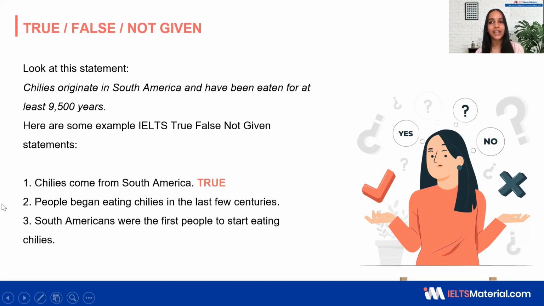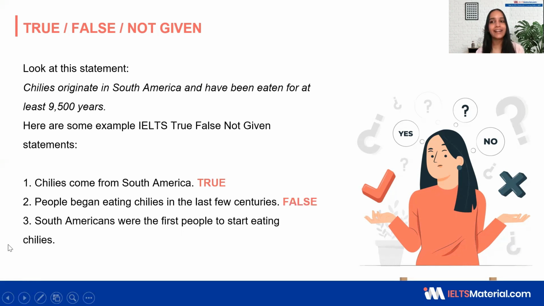Now let's have a look at the second question. People began eating chilies in the last few centuries. So when did they start eating? Last few centuries. Now let's have a closer look at our passage statement. Have been eaten for at least 9,500 years. Now see if the information matches. Clearly not. It is contradictory, right? Last few centuries and 9,500 years. So clearly this answer is going to be false.